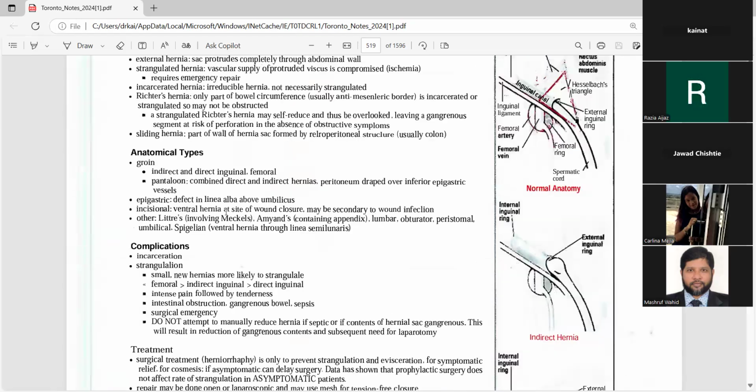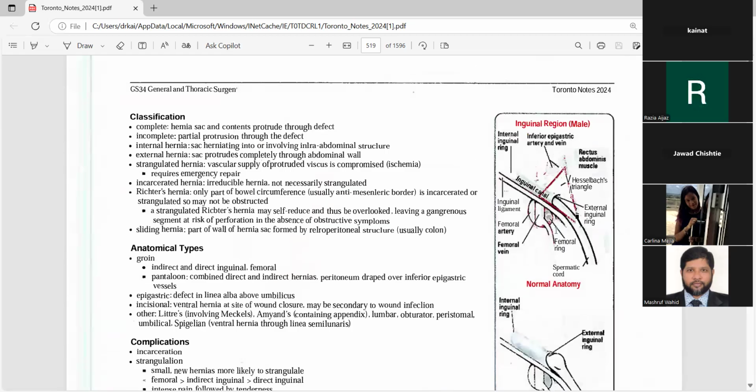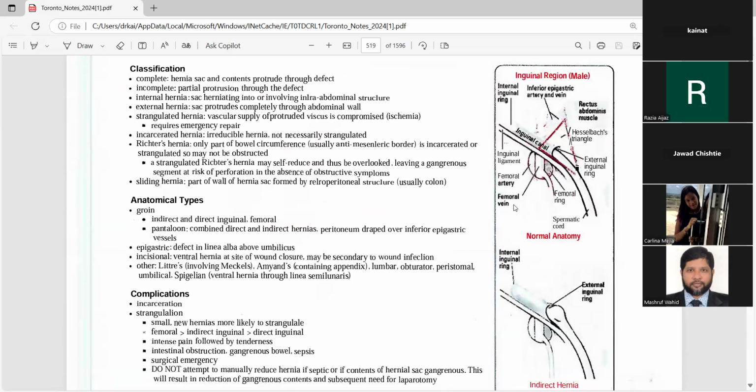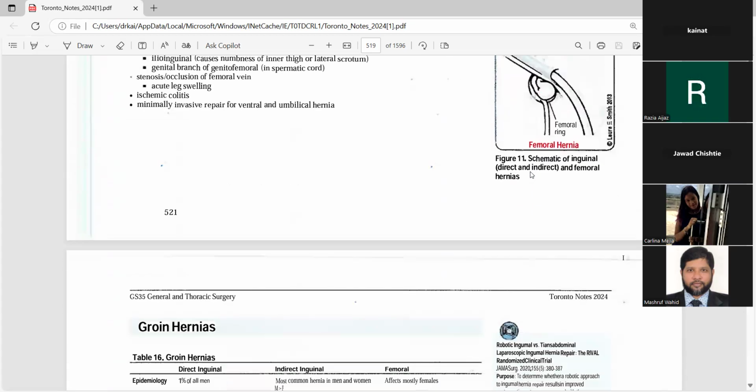And please do look for this picture as well. Although it's very unlikely they give you something like that, but they can give you and then ask you what kind of hernia it is. Okay.